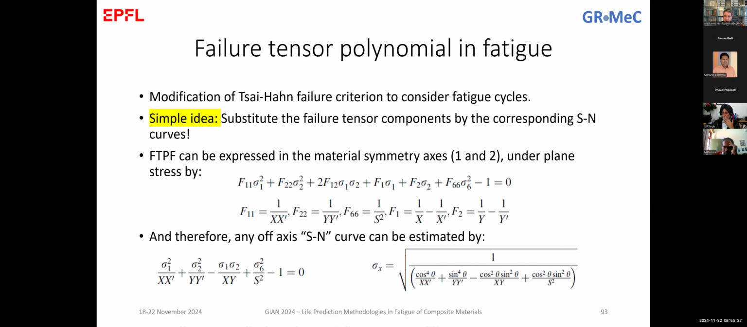So instead of doing a tensile test for this, we have to do an SN curve in this direction and define a complete SN curve. By doing this, what we have is a failure criterion that is related to the number of cycles. And by doing this again, as we did before, we can solve for any off-axis angle, considering the material performance in the basic directions. So the normal loading, the transverse normal loading, the interaction between these two, and the shear loading in fatigue.